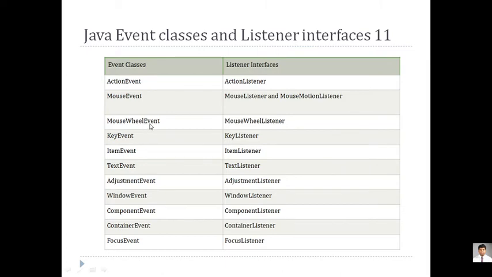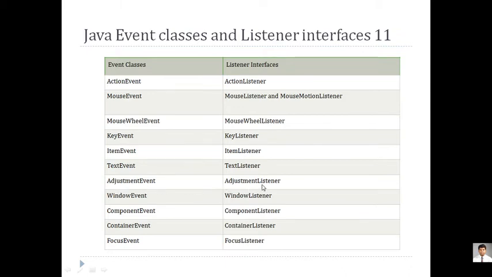So there is a mouse wheel event. Then there is a key event. Whenever we are concerned about the keyboard, there is a key event, so the corresponding key listener is there. Whenever you are using any drop down button, there is an item event, so for the drop down you use the item event, which is the item listener. If you are concerned with the text box and its text, whenever you are using anything, that is a text event. So there is a text listener.